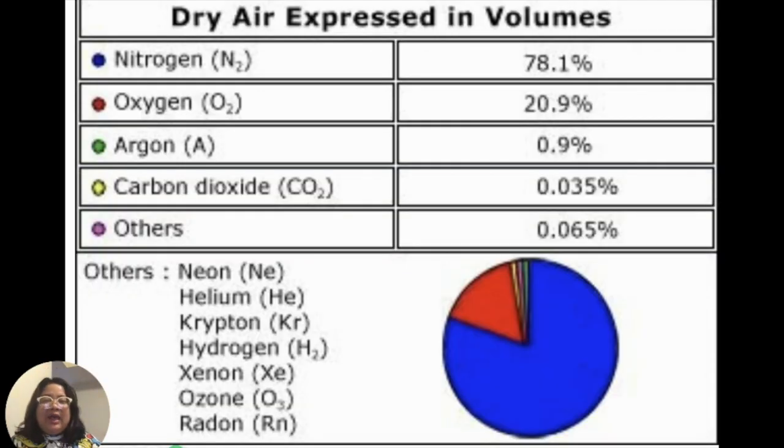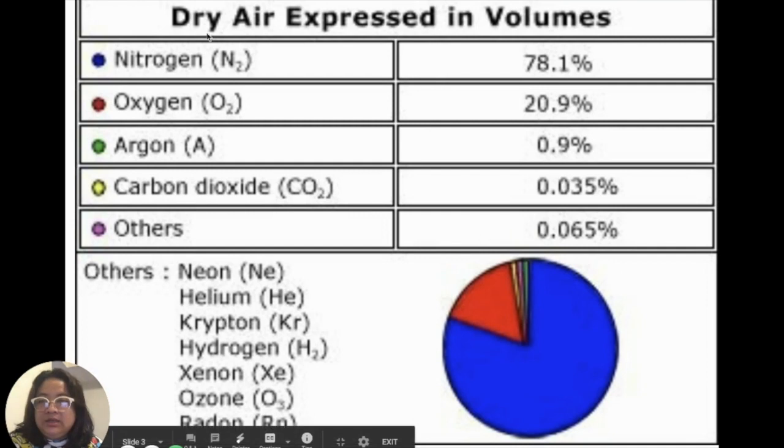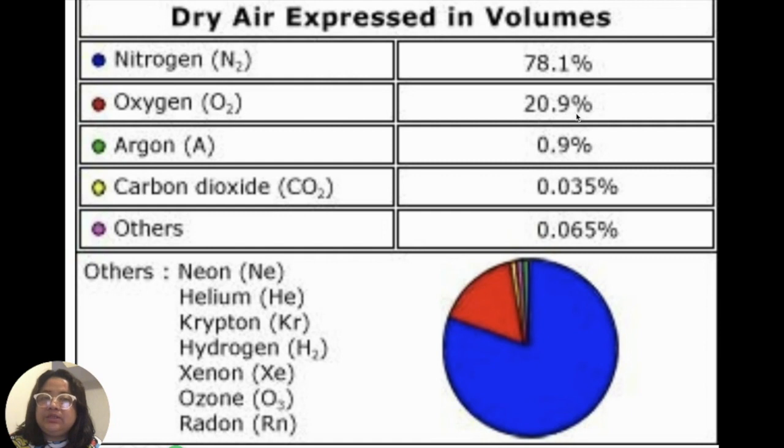So the atmosphere is a layer of gases. What are the gases that we have in the atmosphere? The most abundant is nitrogen. As you can see in the chart, there is 78.1% nitrogen gas in the atmosphere. Next in line is oxygen, which is 20.9%. And then next we have argon, which is 0.9%.